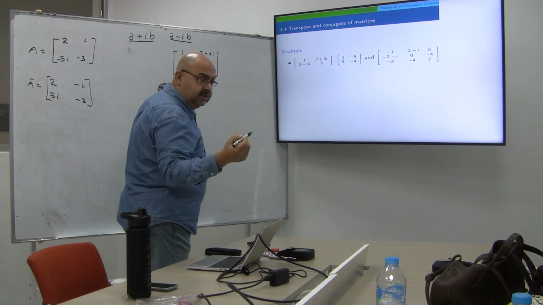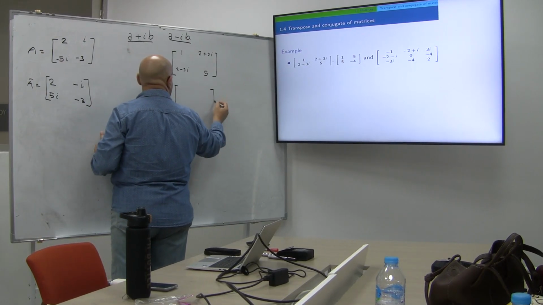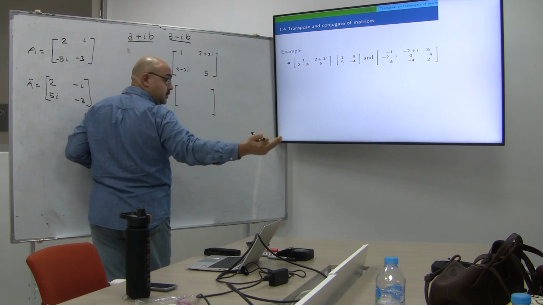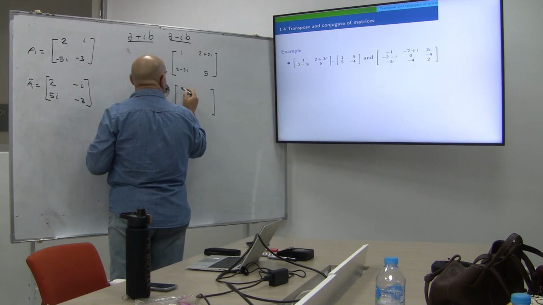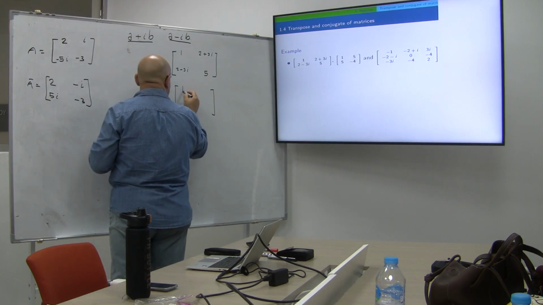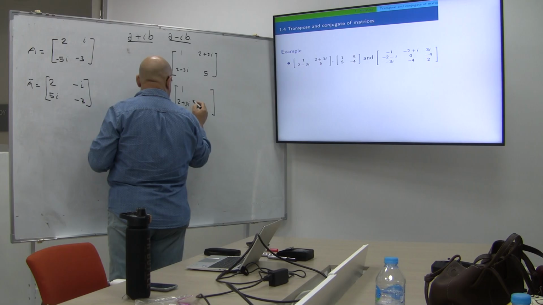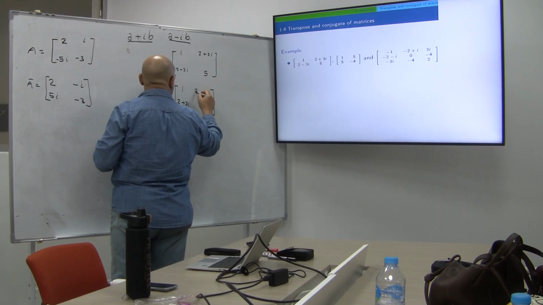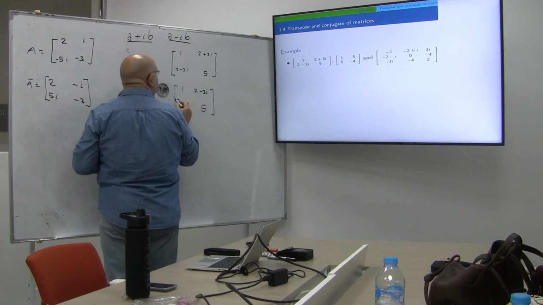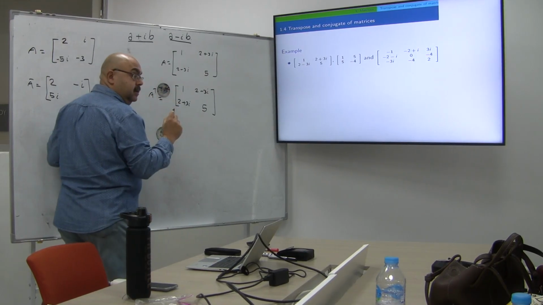First, get the transpose. Give me the transpose, Nada. Transpose of this matrix. Speak louder. Change the first row to be the first column. 1, 2 plus 3i, 2 minus 3i, then 5. So what I got, if this is A, is A transpose. Are you with me? Okay.